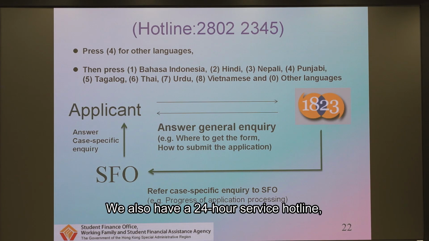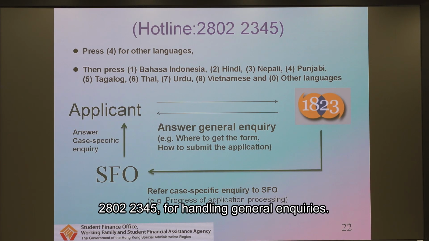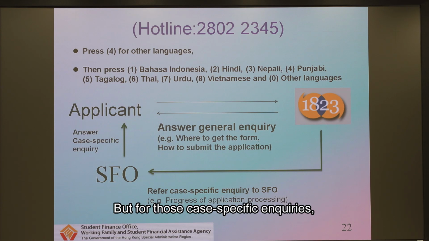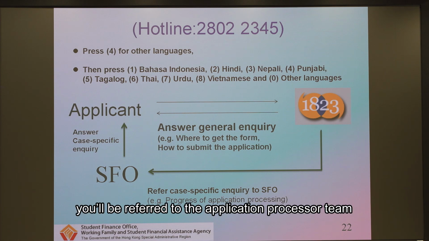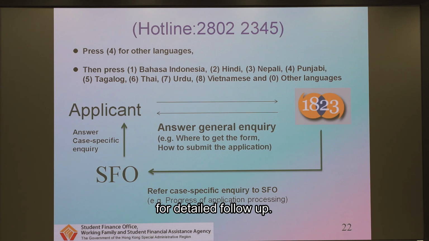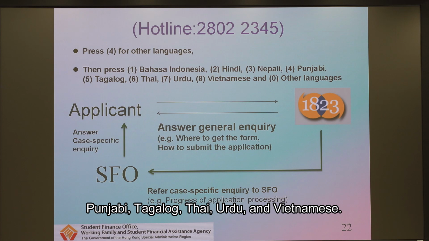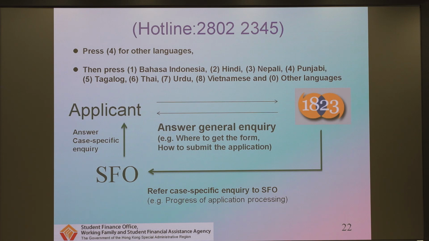We also have a 24-hour service hotline, 2802-2345, for handling general inquiries. But for case-specific inquiries, that means you have already submitted your application to us, you will be referred to the application processor team for detailed follow-up. For this hotline, you can press 4 to select different languages of different races, such as Bahasa Indonesia, Hindi, Nepali, Punjabi, Tagalog, Thai, Urdu, and Vietnamese.